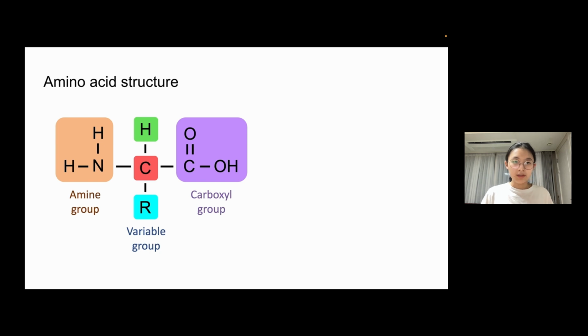Now, the amino acid structure is as follows. We have the amine group, the variable group, also known as the R group or the side chain. We have the hydrogen, and we also have the carboxyl group.